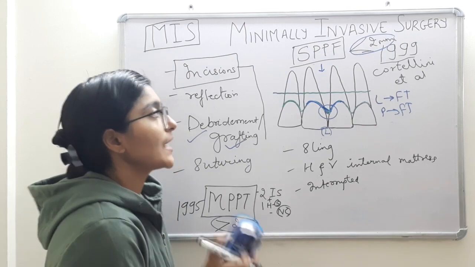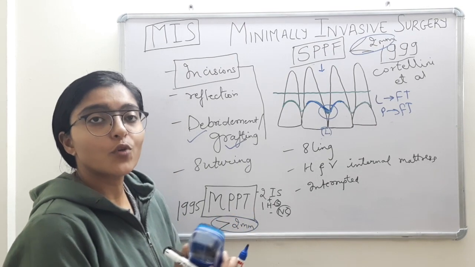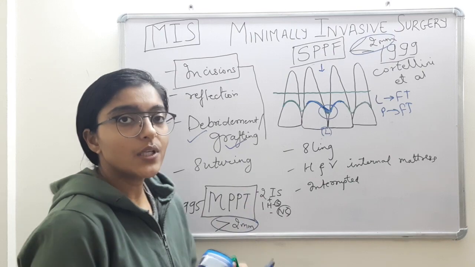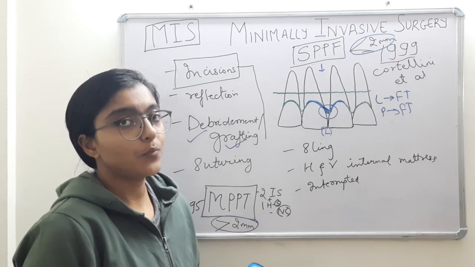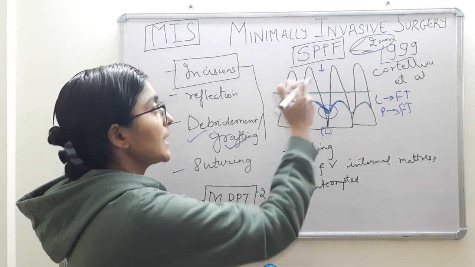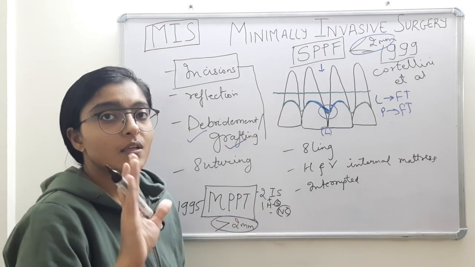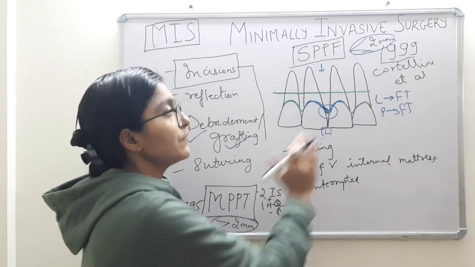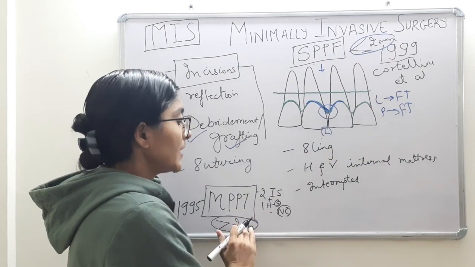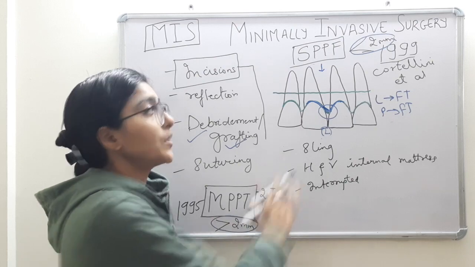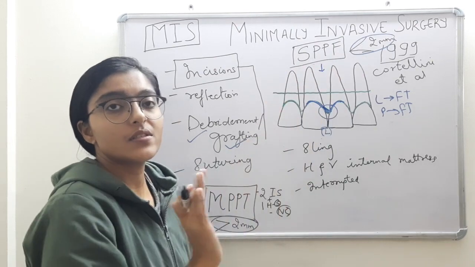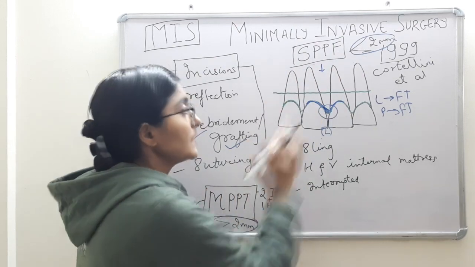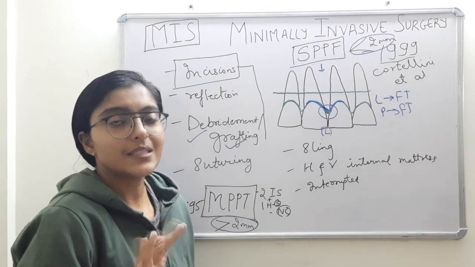So this is how SPPF is performed. To summarize this video, two main points. MPPT and SPPF are different in 5 aspects. First is 1995 and 1999. Wider interproximal regions, that is more than 2 mm. Narrow interproximal regions, less than 2 mm. Anteriors and posteriors. Clear, these are the basic differences.